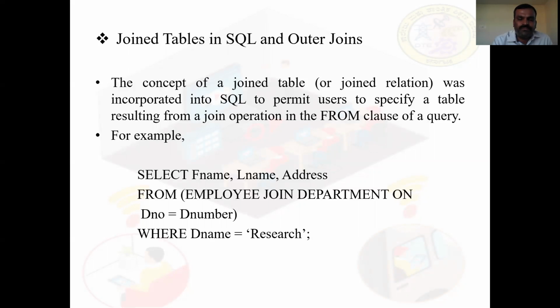See this query: select first name, last name, and address from employee and department table. Here we are using the word join. We select the first name, last name, meaning employee name, and address from the employee table and department table, who works for the research department, on department number equal to number, where department name is equal to research. This is an example of using the word join in SQL queries.